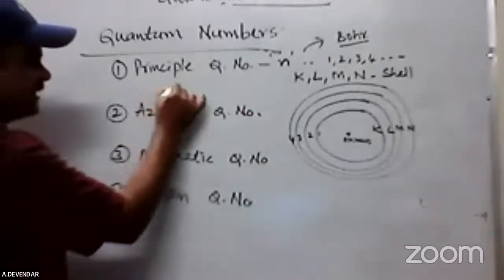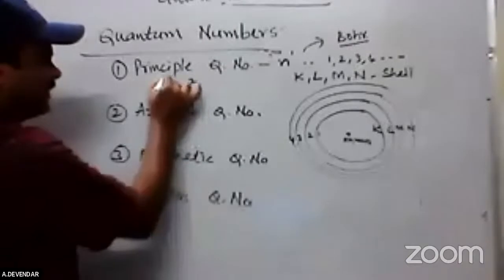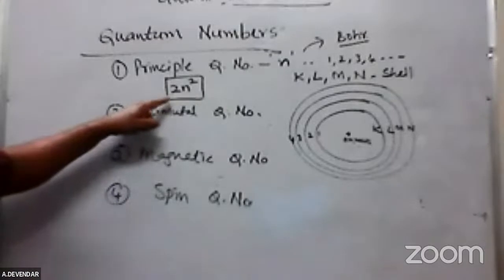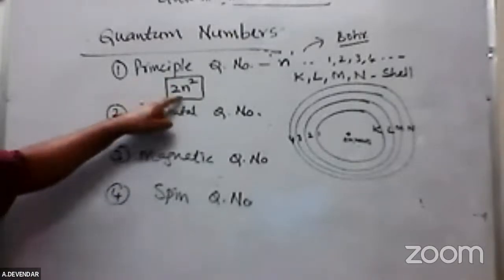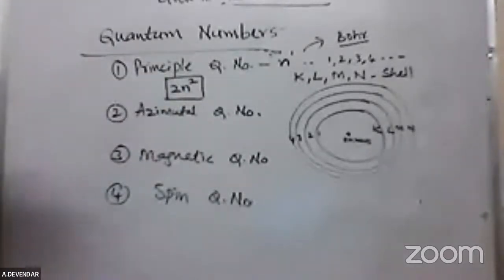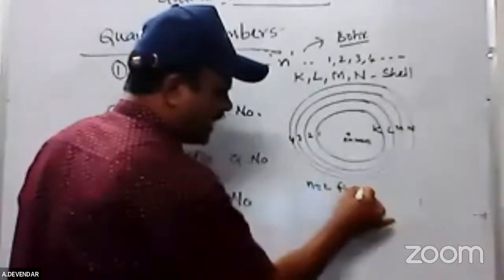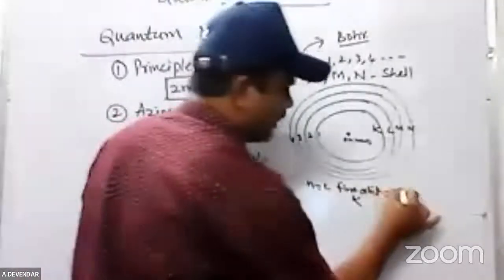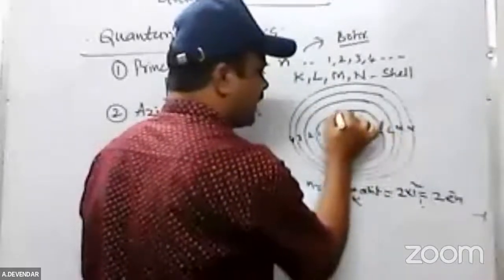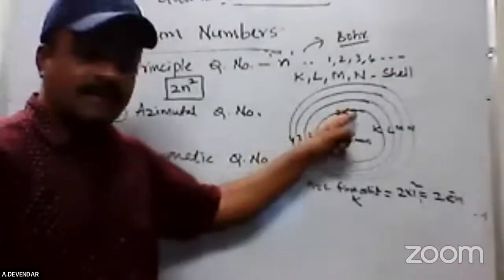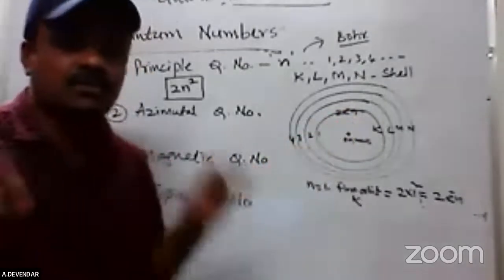That is explained with the help of this equation. The maximum number of electrons that can be accommodated by each orbit is 2n square. 2n square means, you can say n equal to 1 is the first orbit. The first orbit you can call the K shell. How many electrons can the K shell accommodate? 2 into 1 square means 2 electrons. The first K shell can accommodate a maximum of only 2 electrons.